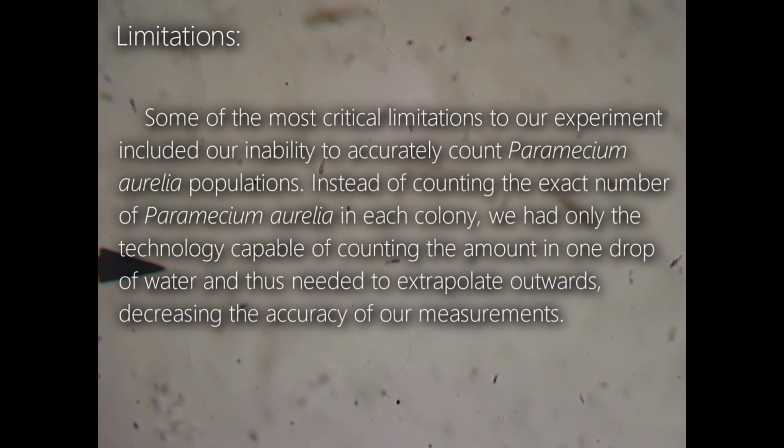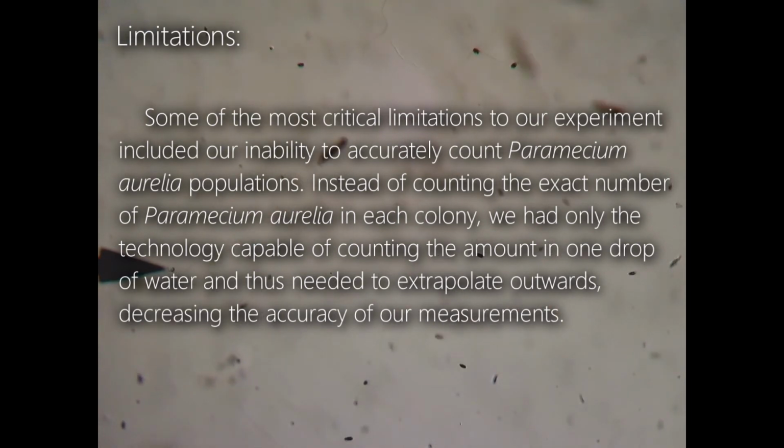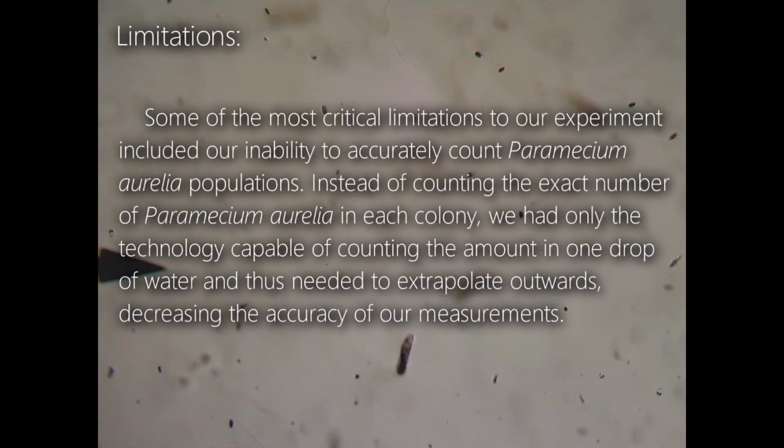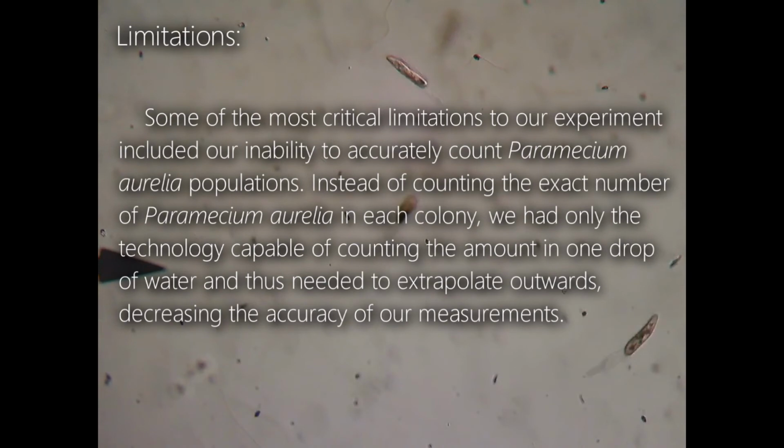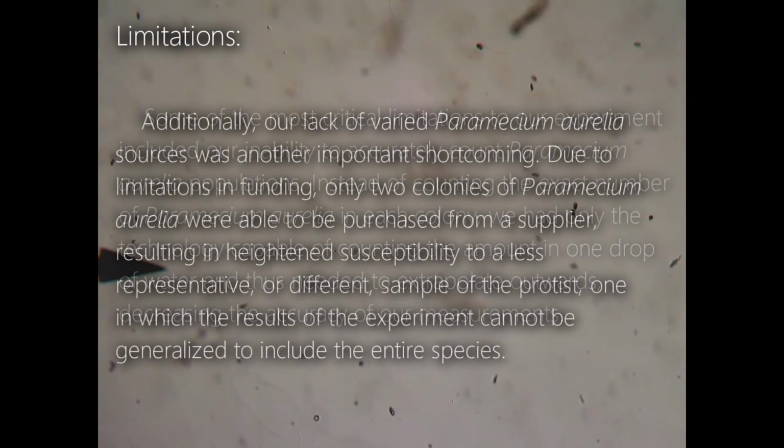Some of the most critical limitations to our experiment included our inability to accurately count Paramecium aurelia populations. Instead of counting the exact number of Paramecium aurelia in each colony, we had only the technology capable of counting the amount in one drop of water and thus needed to extrapolate outwards, decreasing the accuracy of our measurements.